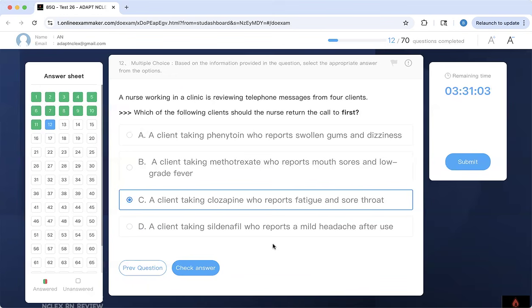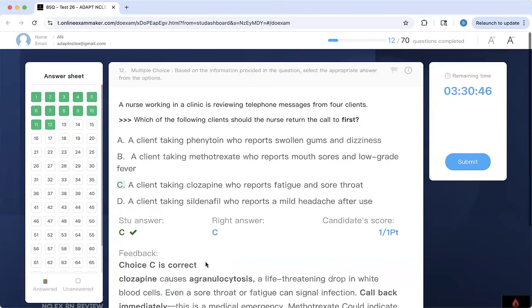So they're more likely to have low-grade fever and sore throat, but you still have to worry about it. Phenytoin with swollen gums and dizziness, this is what? Gingival hyperplasia. It's not a problem. With sildenafil, you're going to have orthostatic hypotension. A mild headache is normal, associated with it due to vasodilation. C is your right answer.